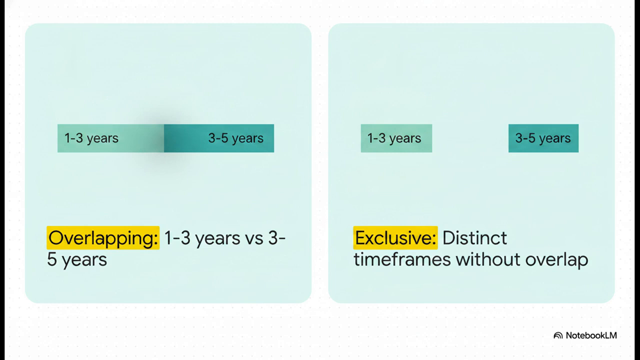Alternatives also have to be mutually exclusive. They really cannot overlap. Think about it. If you ask for the length of a typical bachelor's degree and your options are 1 to 3 years or 3 to 5 years, well, a 4-year degree makes both of those technically correct. That is a total nightmare for grading. Always ensure your timeframes, numbers, and categories are completely distinct and non-overlapping.